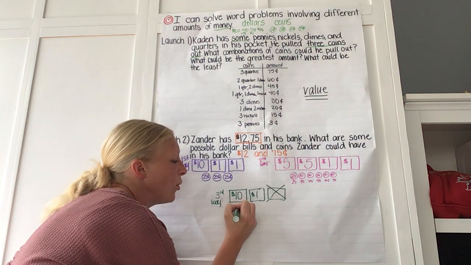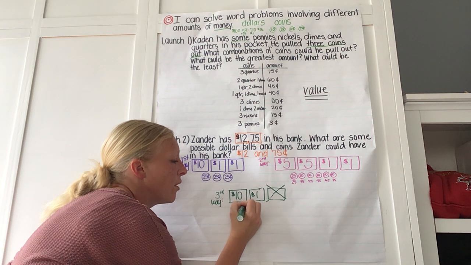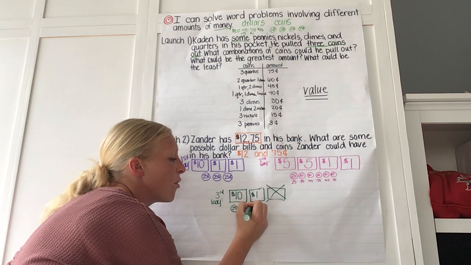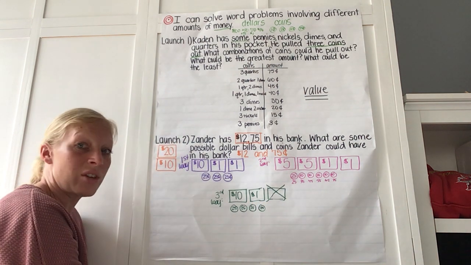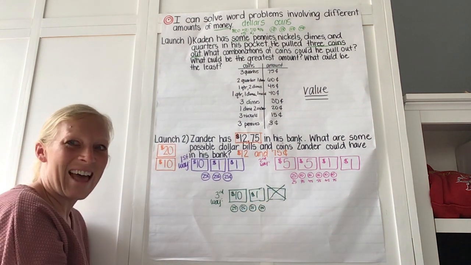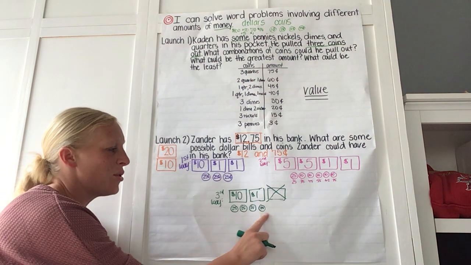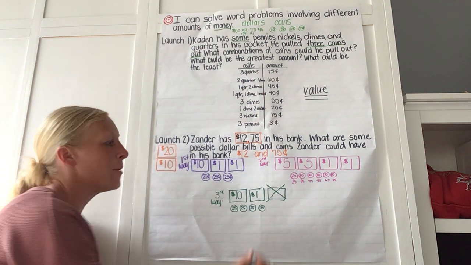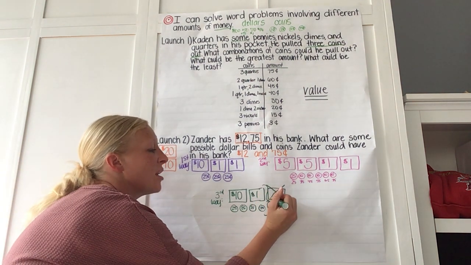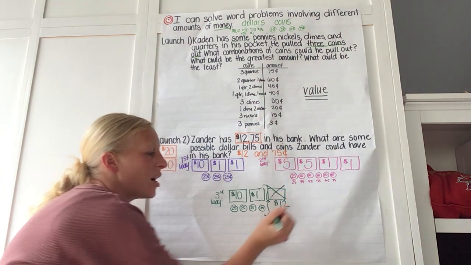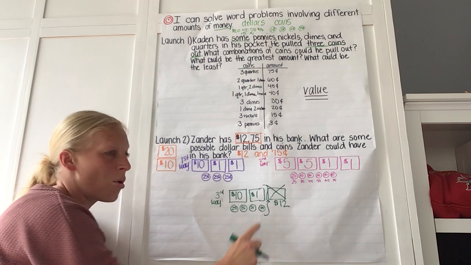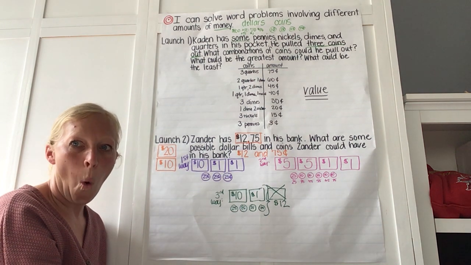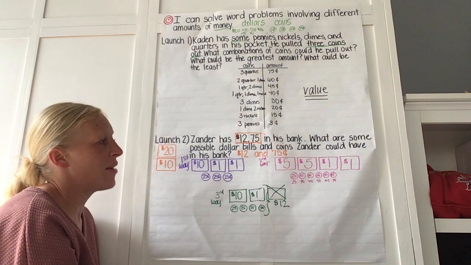Oh. You traded it out for 4 quarters. So you didn't use that last dollar. You used 4 quarters instead. So here's your $12. 10, 11, and 4 quarters is worth $1. So then what about your 75 cents?